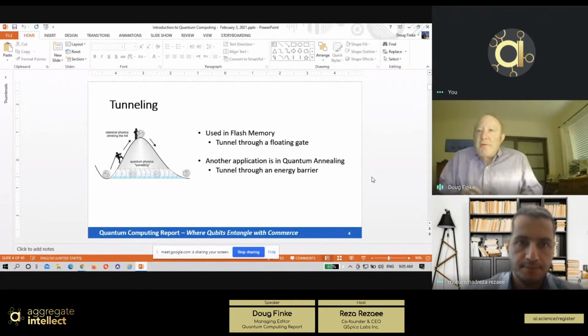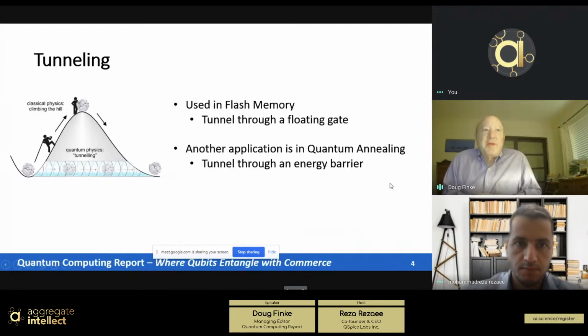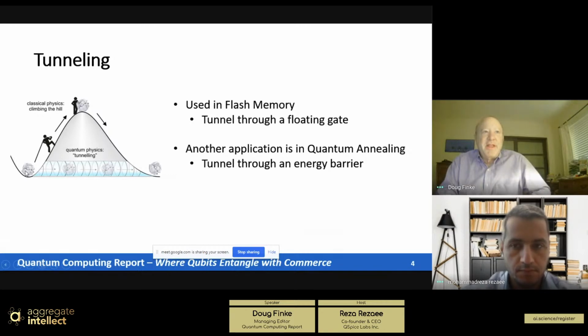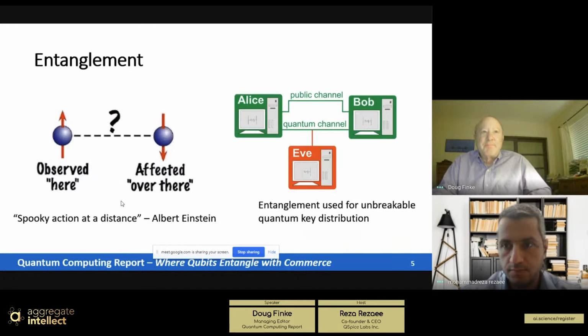Okay, very good. So talk about tunneling. Tunneling is a concept where you can take either a state or an electron and have it tunnel through a barrier. And this shows, for example, a hill. You want to get this boulder over the hill. The classical way of doing it is you have to roll it up, go over the hill, and go down. But in tunneling, you can go right through the hill. And this is actually very important in classical computing. It's in flash memories, which make use of this concept, and that's relatively recent within the past 30 years. But tunneling is used for quantum annealing.